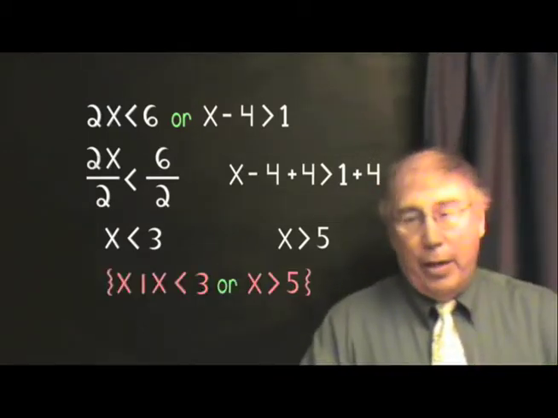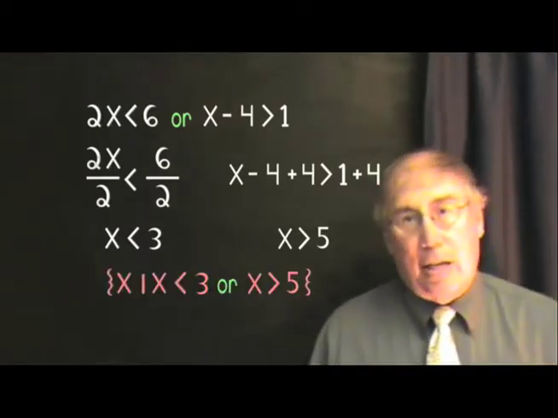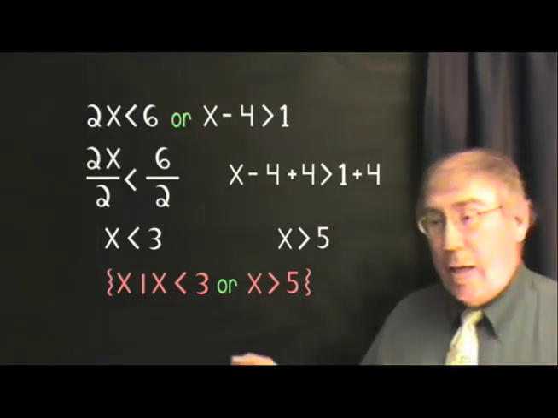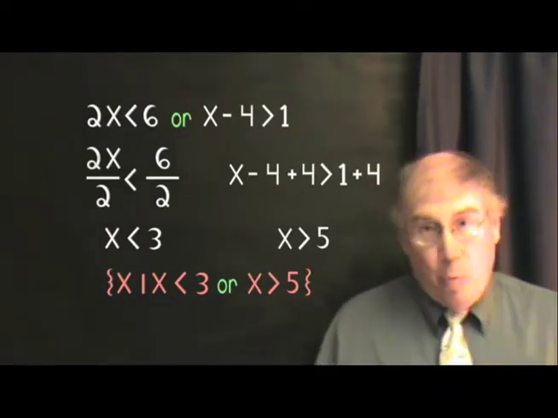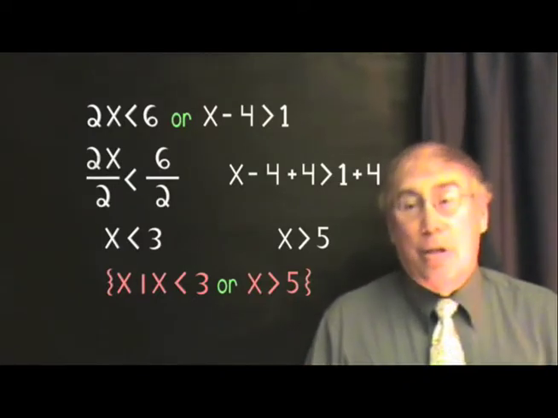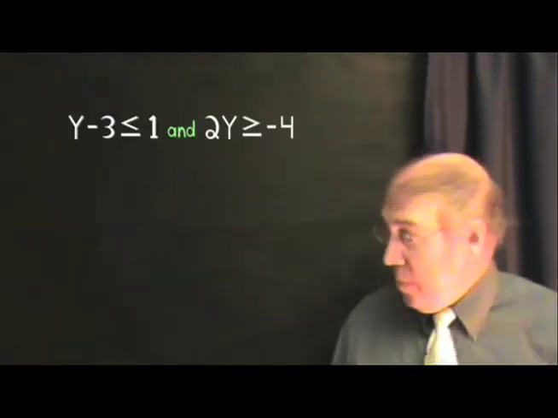Now we're going to pool them together here and say the set of all x's such that x is less than 3 or x is greater than 5. We want both solution sets because it's a union.